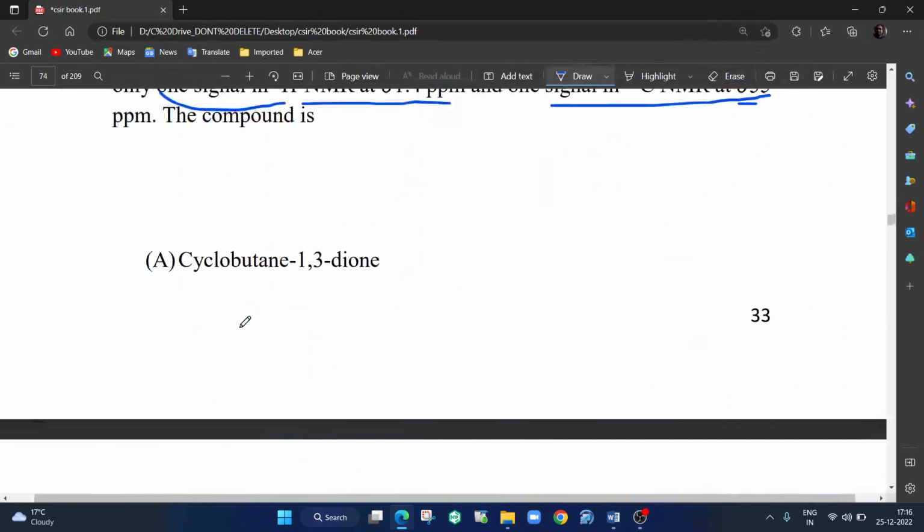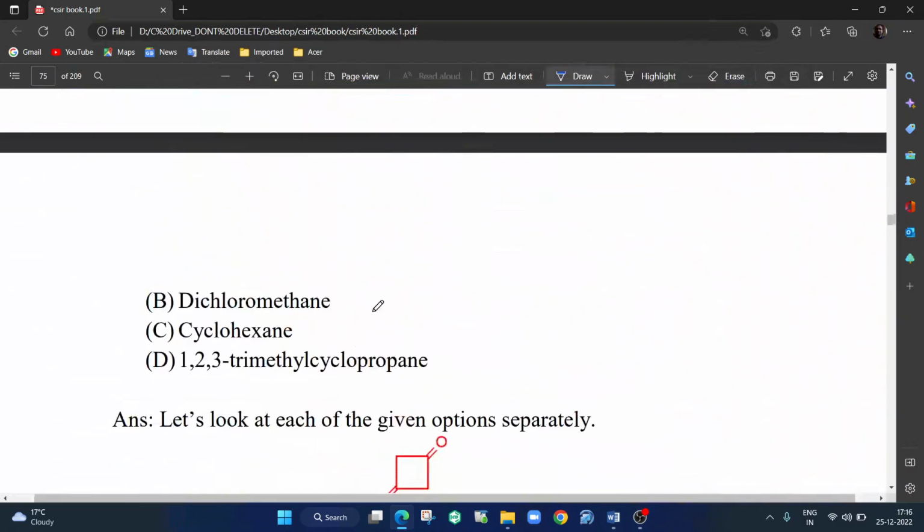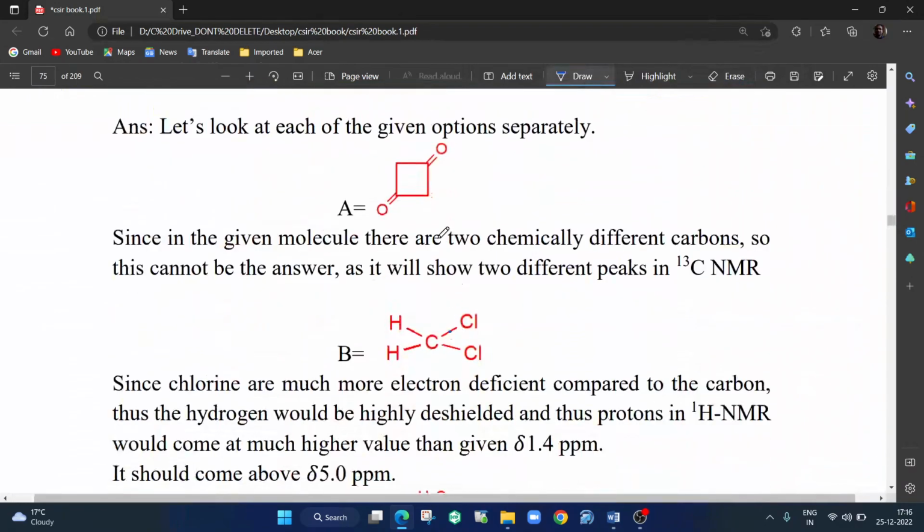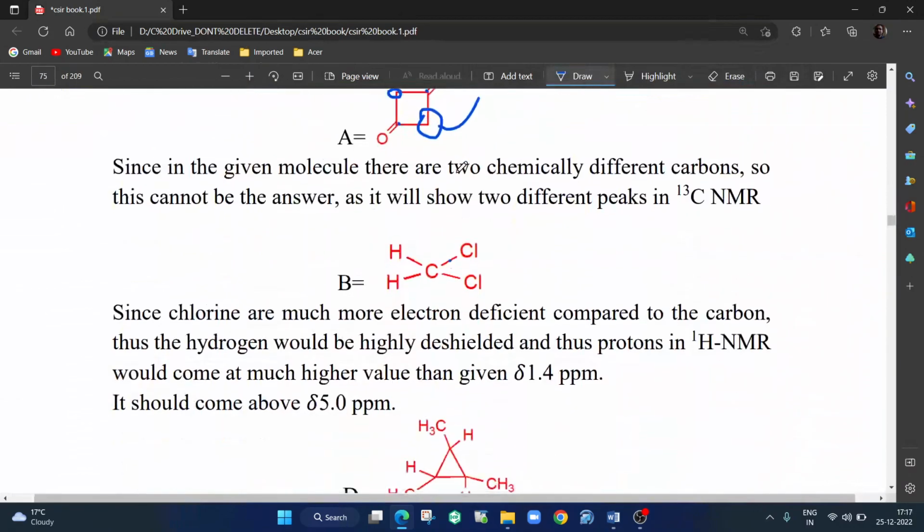So the question is asking, is the compound cyclobutane-1,3-dione, dichloromethane, cyclohexane, or 1,2,3-trimethylcyclopropane? So let's draw. So option A was this, right? Now this molecule you can see very clearly, this carbon and this carbon are identical, and this carbon and this carbon are identical. That means we should get 2 peaks in carbon 13 NMR. So we can forget this. Let's move ahead. This one looks alright because only one carbon is there and these 2 hydrogens are identical.